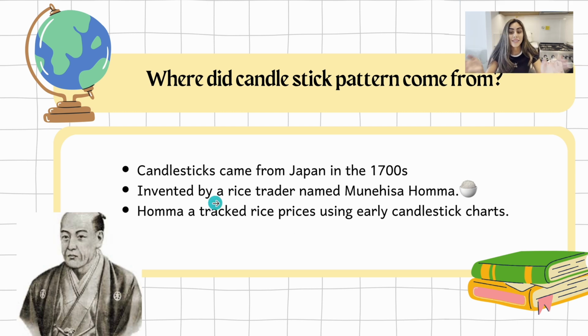Where did candlestick patterns come from? Candlesticks came from Japan in the 1700s. It was invented by a rice trader called Munehisa Homma. I think I butchered that name, but that's my guy over here. Homma tracked rice prices using early candlestick charts. He essentially created what we use today, candlestick patterns.